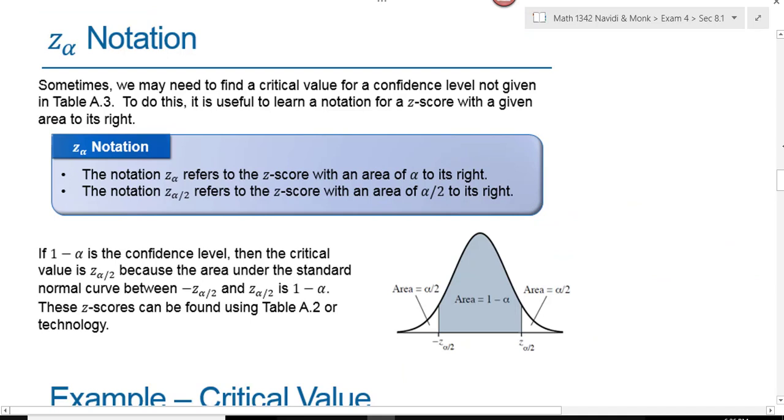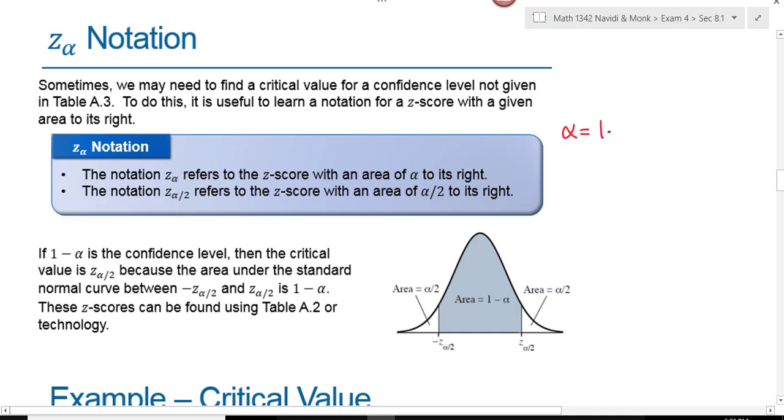Sometimes we may need to find a critical value for a confidence level that's not given in a table. To do this, it's useful to learn a notation for the z-score with a given area to its right. The notation z sub alpha refers to a z-score with an area of alpha to the right. The notation z sub alpha over 2 refers to a z-score with an area of alpha over 2 to the right.